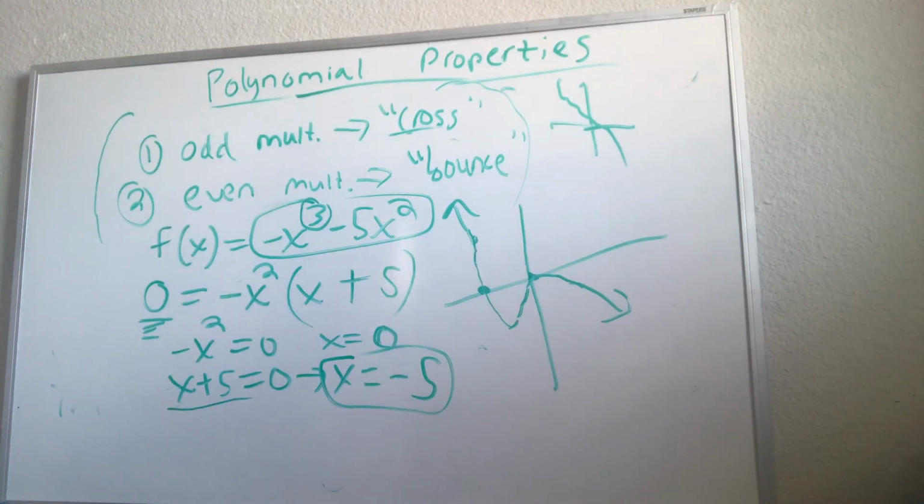So again, using the ideas of end behavior, zeros, factoring, and knowing that odd multiplicity refers to crossing and even multiplicity refers to bouncing, you can successfully graph various polynomial functions.